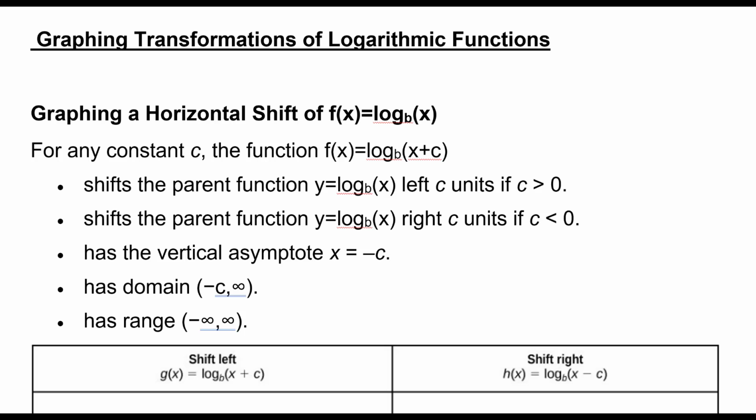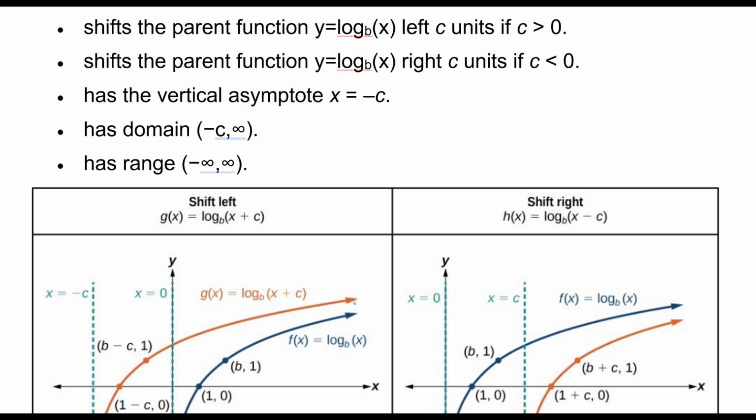For any constant c, the function f of x equals log base b of x plus c shifts the parent function y equals log base b of x left c units if c is greater than 0, and it goes right c units if c is less than 0, and has the vertical asymptote of x equals negative c. The domain will change to negative c to infinity, and the range is negative infinity to infinity.